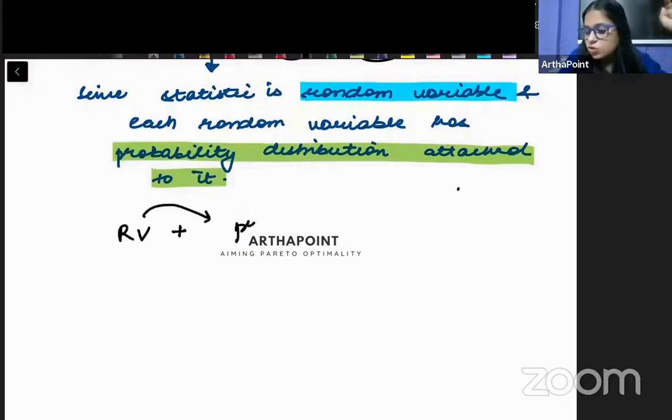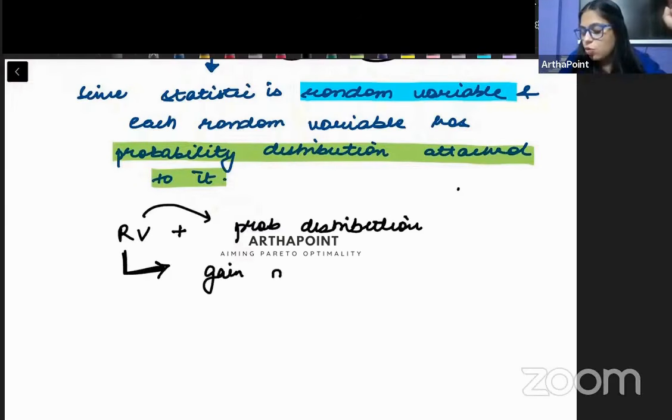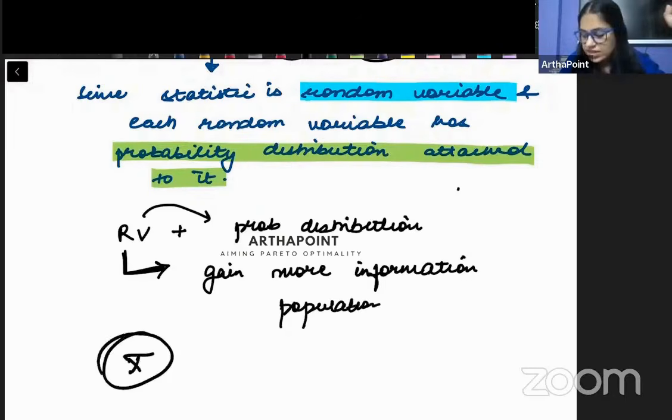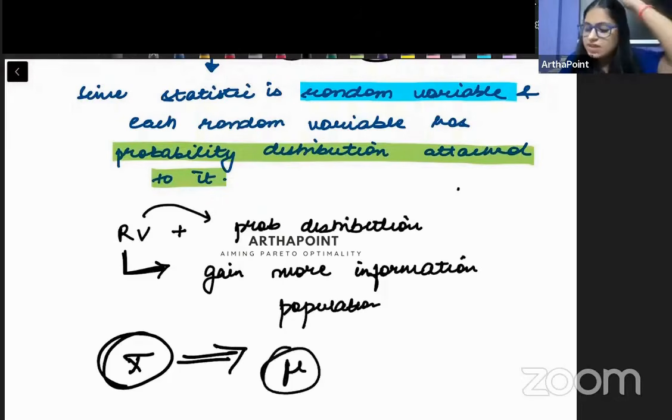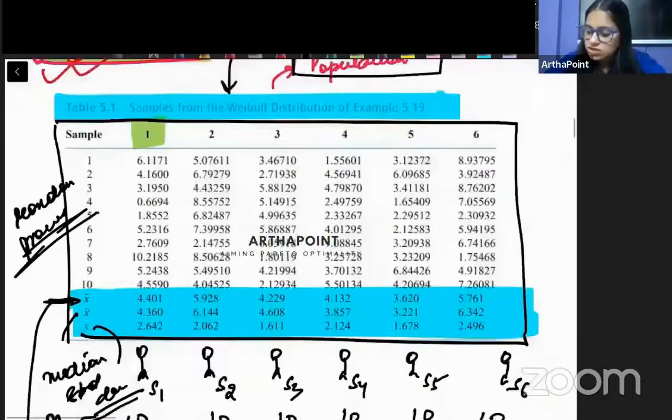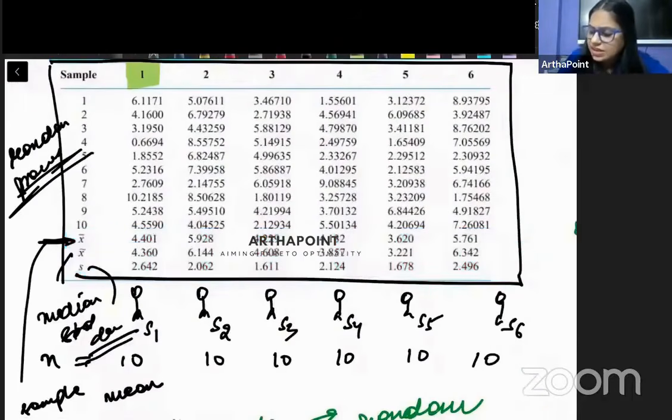Because it is random in nature, उसकी एक अपनी probability distribution रही होगी. It will have an attached probability distribution with it. And this is helping me gain more information about the population. तो जैसे यहां पर मुझे x bar help कर रहा है ये पता करने में कि population का mean क्या रहा होगा. Using these x bar, using these sample means, I can get some information about the population mean. I will tell you how to get that information.